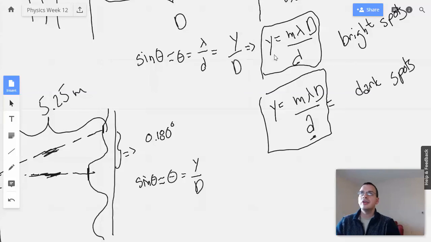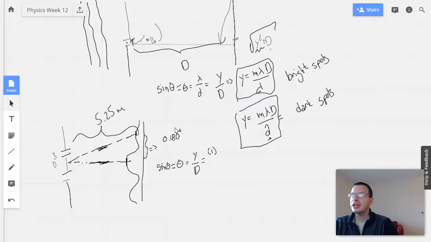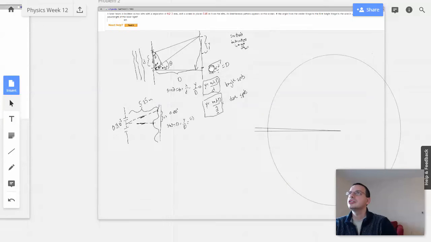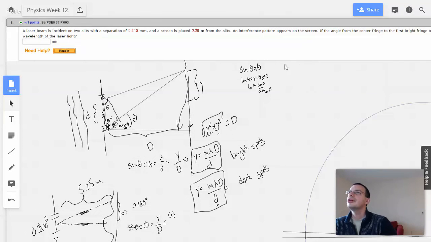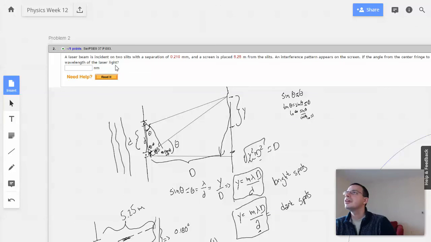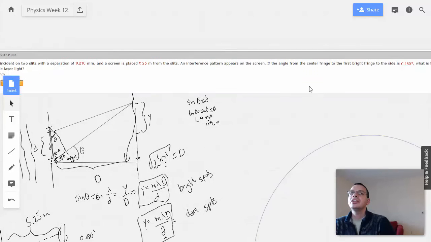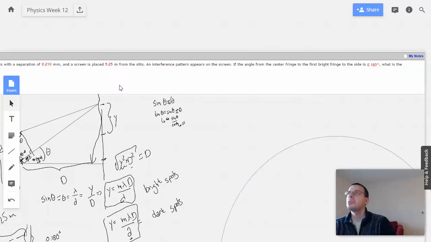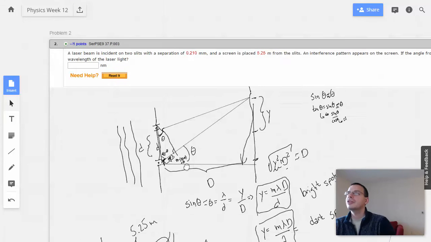I'm like, all right, we have a y here, a d there, and we know it's the first fringe, so the m is going to be 1 because it's the first. Lambda, do we give lambda? They better give us wavelength. Sure, I hope they give us wavelength. Otherwise, I'll be completely lost. Laser beam, screen, interference pattern, center fringe. What is the wavelength? Oh, we're looking for the wavelength. Okay.